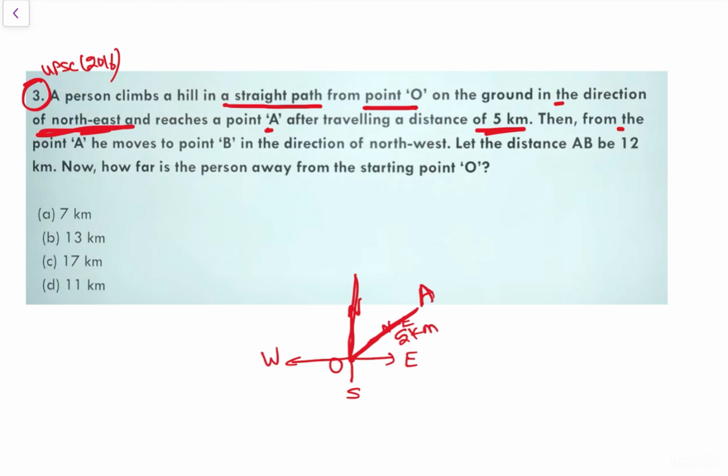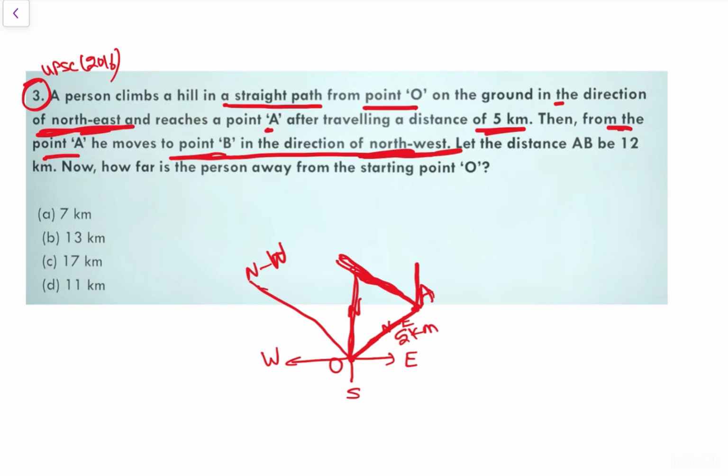Then from the point A, he moves to point B in the direction of northwest. So in the direction of northwest, so northwest is here, right? So northwest is here, northwest. So he is moving towards northwest from here to, ठीक है, and reaches point B. So northwest is, see, इधर से north होता तो इधर होता, but he is moving northwest. So northwest से भी 45 degrees. ठीक है, so ऐसा डायग्राम बनेगा.